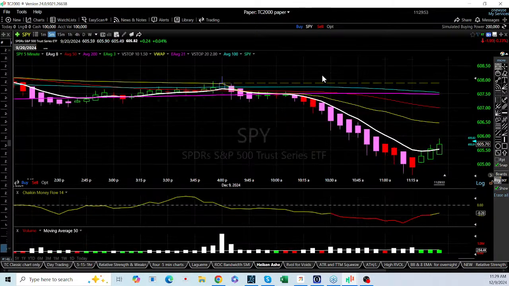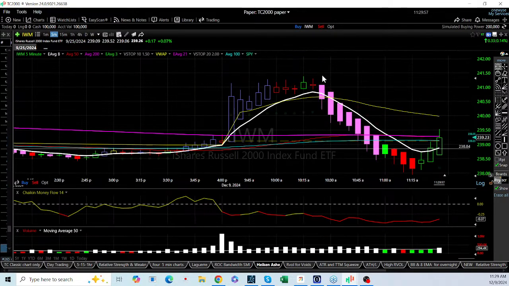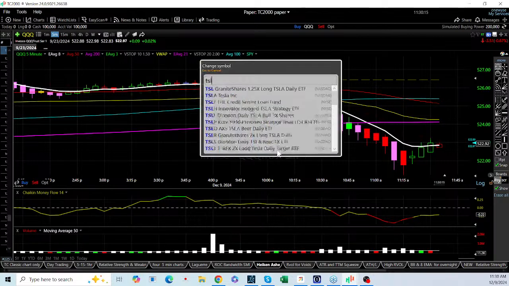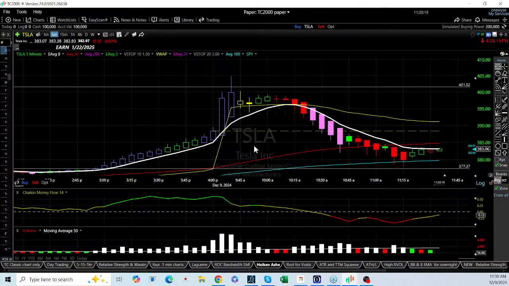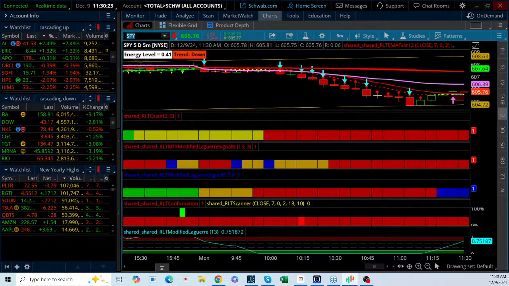SPY with a Heikenaichi reversal, and IWM doing exactly the same thing, Heikenaichi reversal. Triple Qs, all same thing. I use it mostly on daily charts, but it does work on 5-minute charts as well. There's Tesla. Okay, just thought I'd point that out.